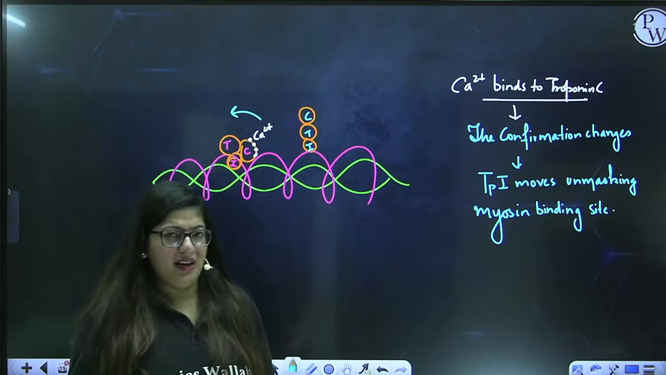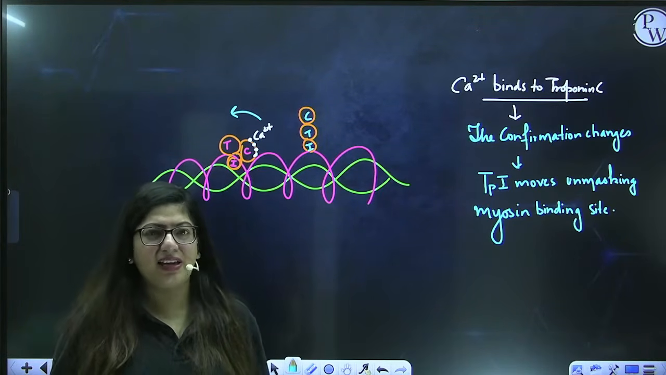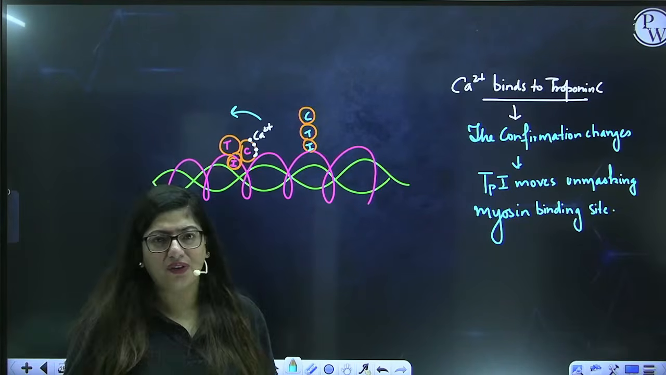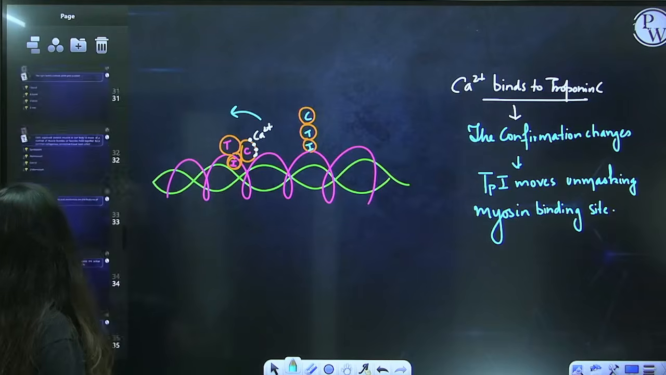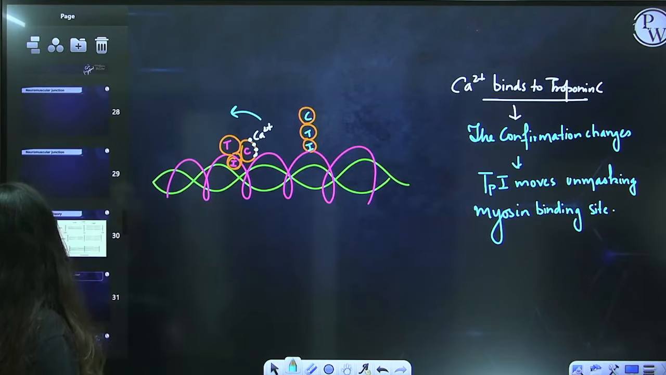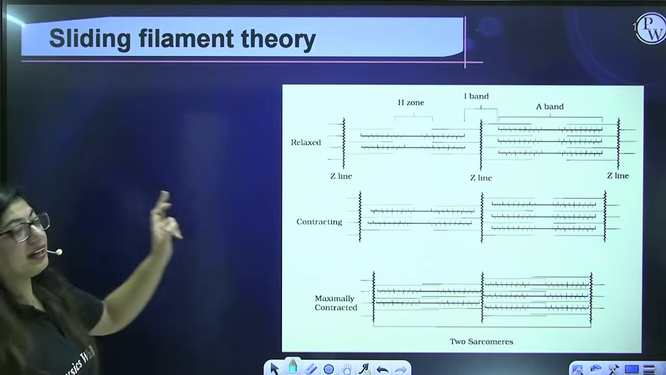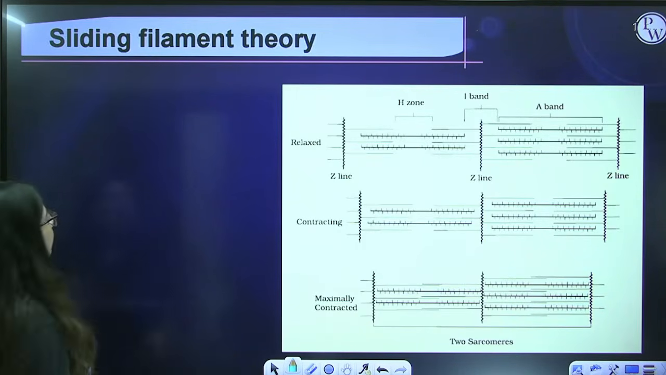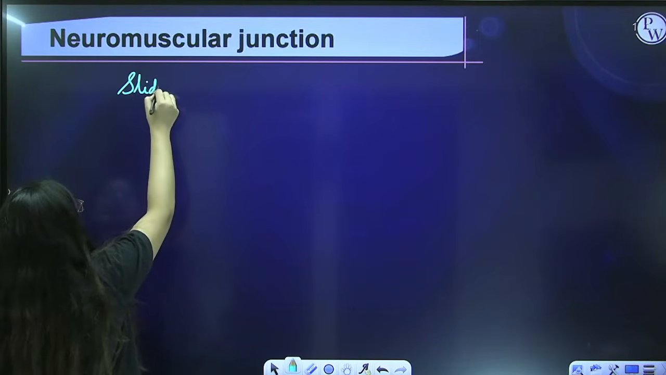But still, muscle contraction is a mystery. Half of this is done. The signal has been sent to the muscle. Now how will the muscle contract? Let's see. There is a theory behind muscle contraction, guys, and the name of the theory is the sliding filament theory. What's the name of the theory? Sliding filament theory. So let's see what happens in the sliding filament theory. Let's get started.